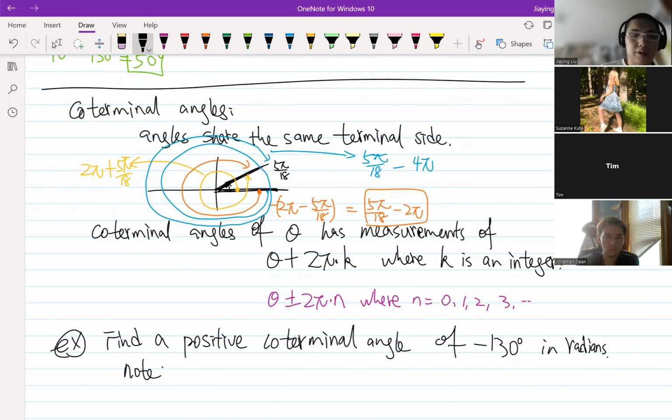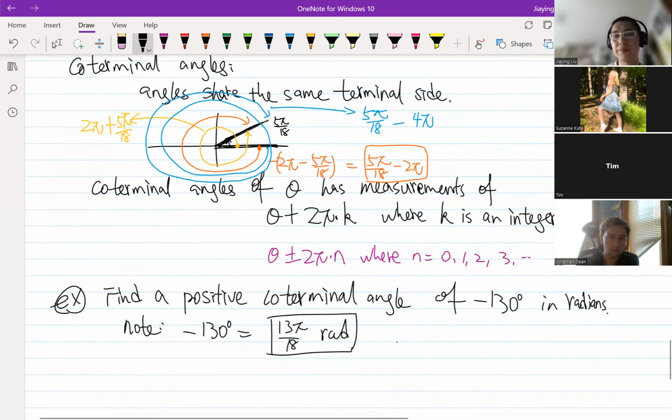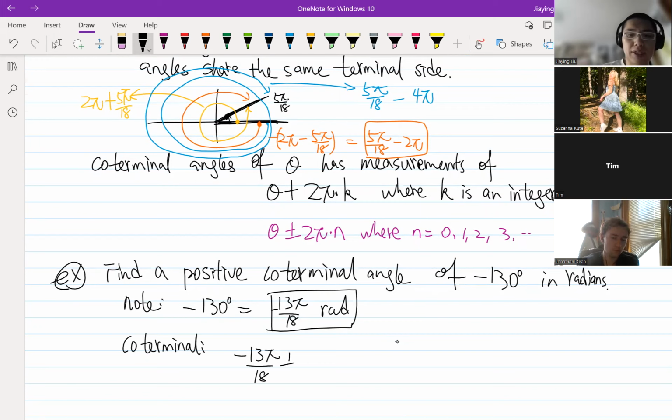So note, we had negative 130 degrees is equal to negative 13 pi over 18 radians. We found this earlier, right? So instead of using negative 130 degrees, I'm going to use negative 13 pi over 18 radians. And then we want to find a positive. So this is a negative angle, but I want to find a positive coterminal angle. So I'm going to keep adding 2 pi until I reach positive. So the coterminal angle is going to be negative 13 pi over 18 plus 2 pi.